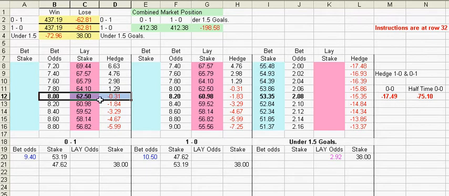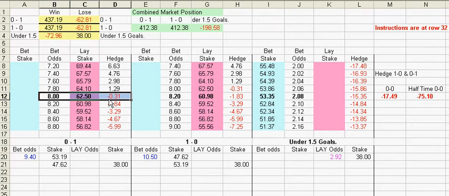Now in this game you can see that if a goal is scored and we put the losing bet in there and the successful lay in there, if we enter odds of 8 there, we can see that we make a profit by the time we get down to 7.8, or we make a slight loss of 31 pence if the odds drop down to 8.